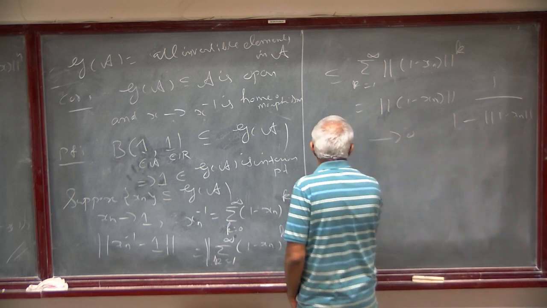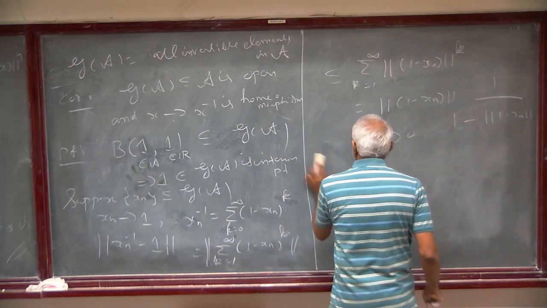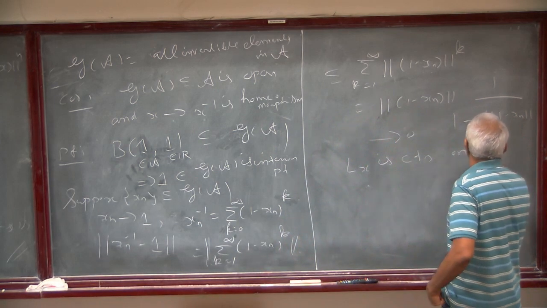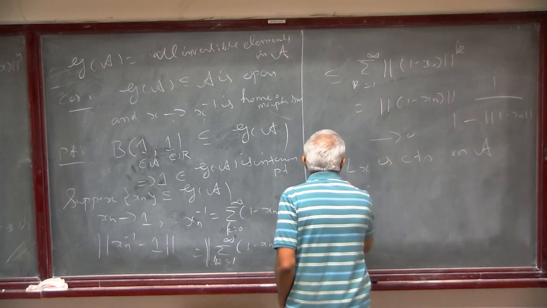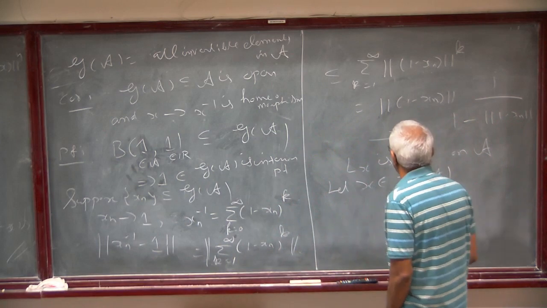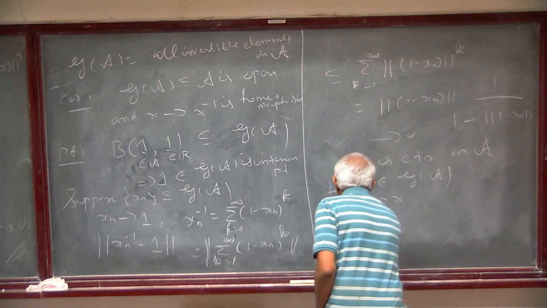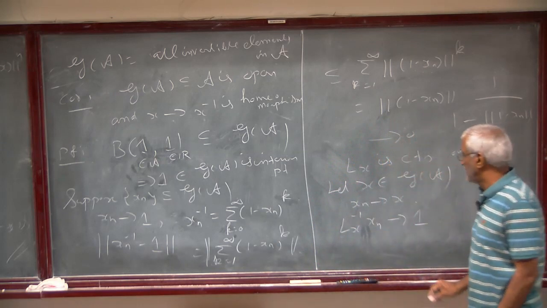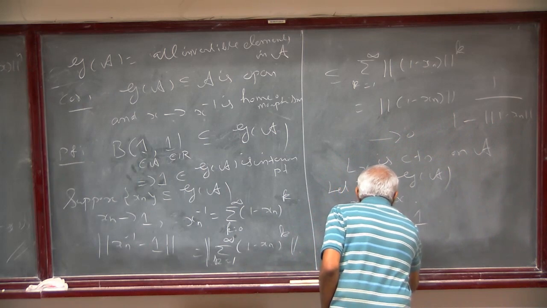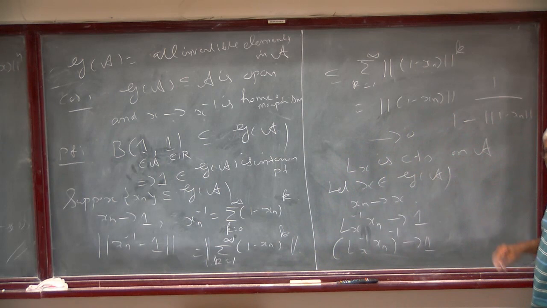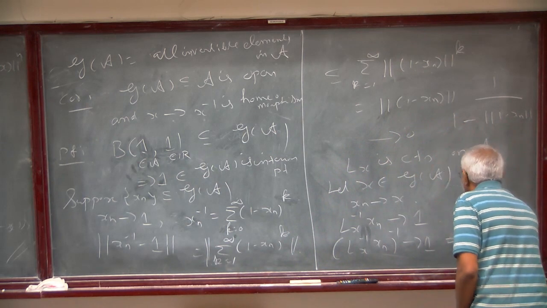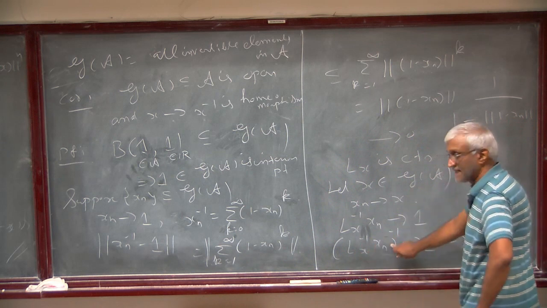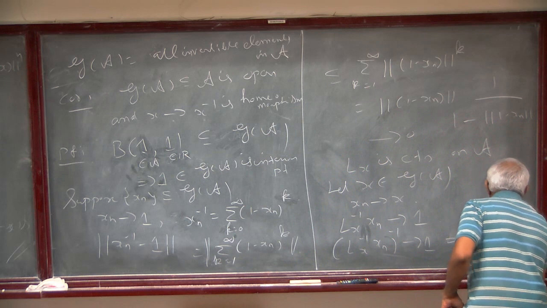Now you can use Lx. For example, Lx is a continuous linear map on A, and in particular on G of A also. Let x be invertible, so x is in G of A. Then if xn converges to x, Lx inverse of xn will converge to 1. So Lx inverse xn inverse will converge to 1 by what we have done, since 1 is a point of continuity. So this implies xn inverse x will converge to 1.